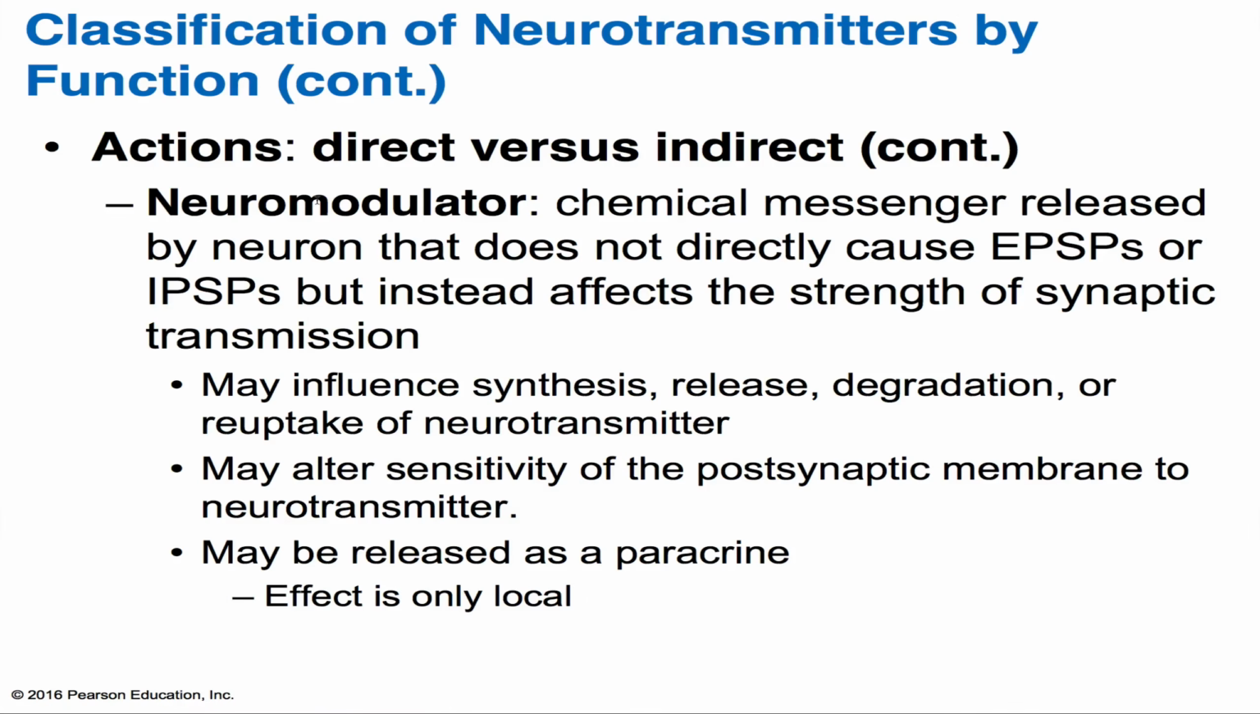Neuromodulator is a term that's used to describe a chemical messenger that's released by a neuron that does not directly cause EPSPs or IPSPs, but instead it affects the strength of a synaptic transmission. It may act presynaptically to influence the synthesis, release, degradation, or reuptake of neurotransmitters, or it could act postsynaptically by altering the sensitivity of the postsynaptic membrane to the neurotransmitter.